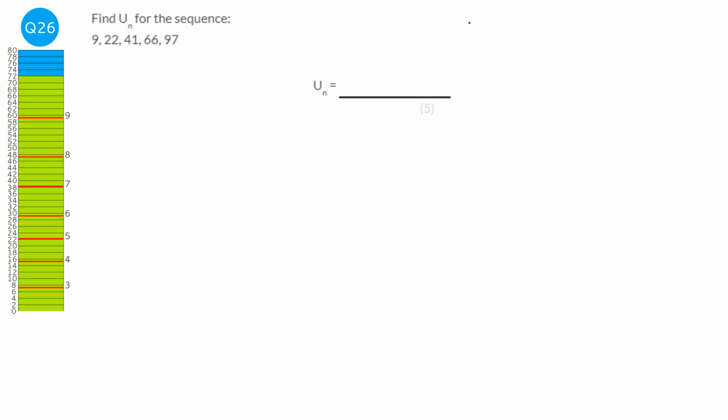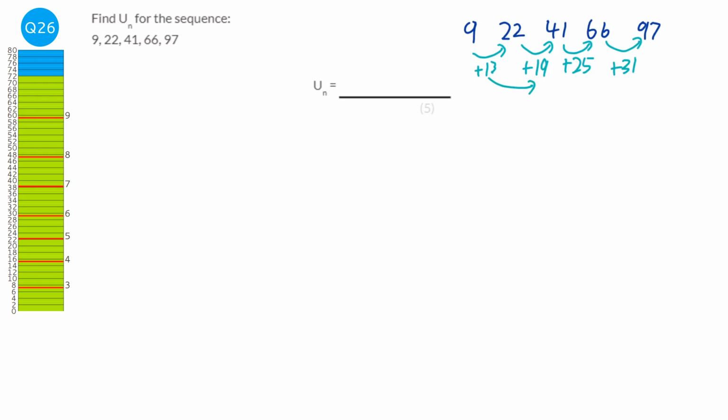So we're going to just quickly write out our sequence, so 9, 22, 41, 66 and 97, and we're going to find the differences of each of them. So that's going to be plus 13, then we've got plus 19, so they're different already, we know that it's not a linear sequence, and that's going to be plus 31. So we now look at the difference of the differences. And so we've got plus 6 again, and plus 6 again.